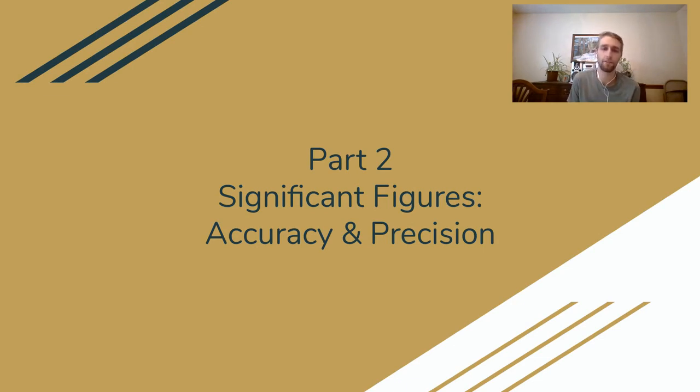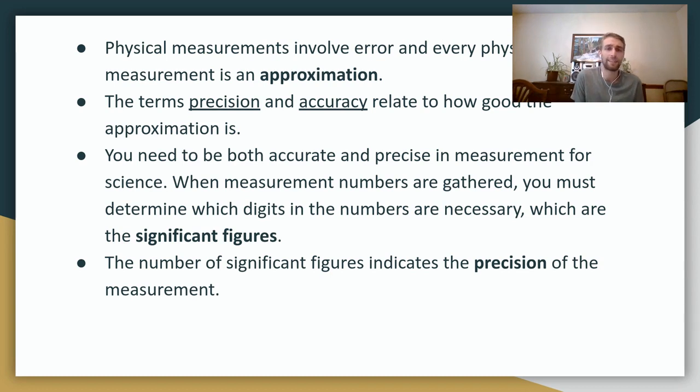Now we're talking about accuracy and precision, which are two words that mean something really specific when a scientist says them, which makes it kind of tricky because they're similar to each other, but they each have a really specific meaning. But before we get into that, there's a really important point you have to understand, and that's that no measurement is perfect. Every measurement has a little bit of error in it, and every measurement really is an approximation. Some approximations are better than others, and the terms precision and accuracy are going to help figure out how good an approximation is or how good a measurement is.